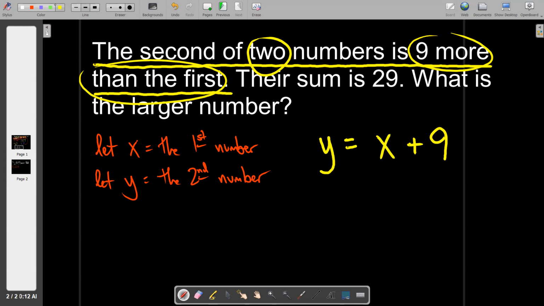Now, this equation is the cream puff. Are you kidding me? Anytime someone gives me one of these, I'm like, yeah, thanks a lot. I appreciate that. Their sum is 29. What does that mean? X plus y equals 29. Yeah, their sum, there it is in green, is 29.